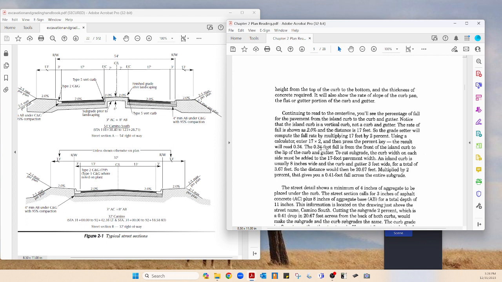Yes, right here. So we have to know all that. We have to know the thickness of the asphalt. We have to know the thickness of the base, and any other sub pavement items that we have to consider. We have to know all of that to stake out our subgrade, because that's the first thing we'll stake out.